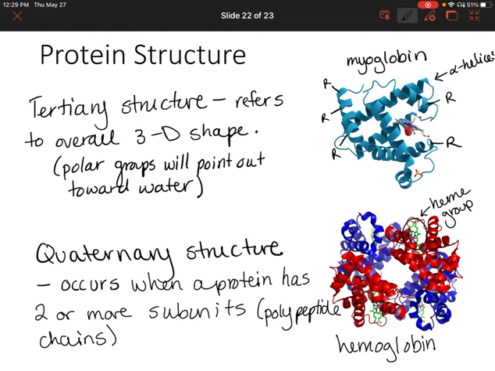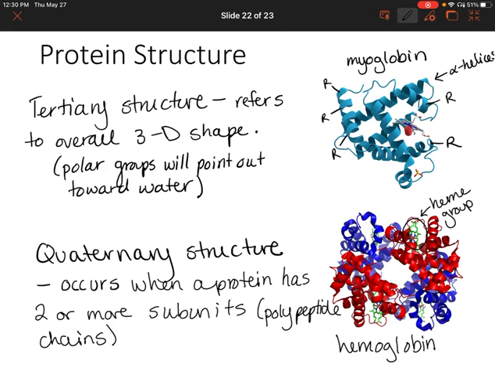And then the quaternary structure is really only referred to if there are 2 or more subunits in the protein. So for instance, myoglobin only has 1 unit. It's just itself, right? It's not really composed of multiple units, so it wouldn't have a quaternary structure. But hemoglobin does consist of 4 subunits, so it does have a quaternary structure.